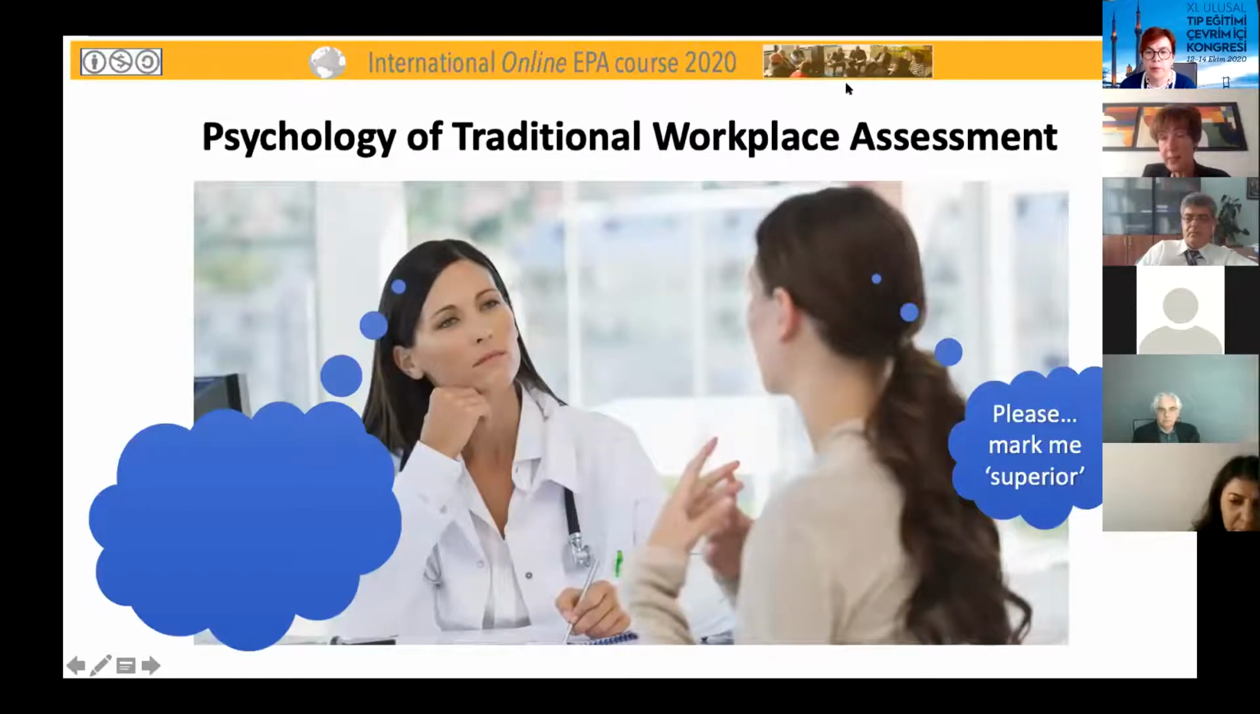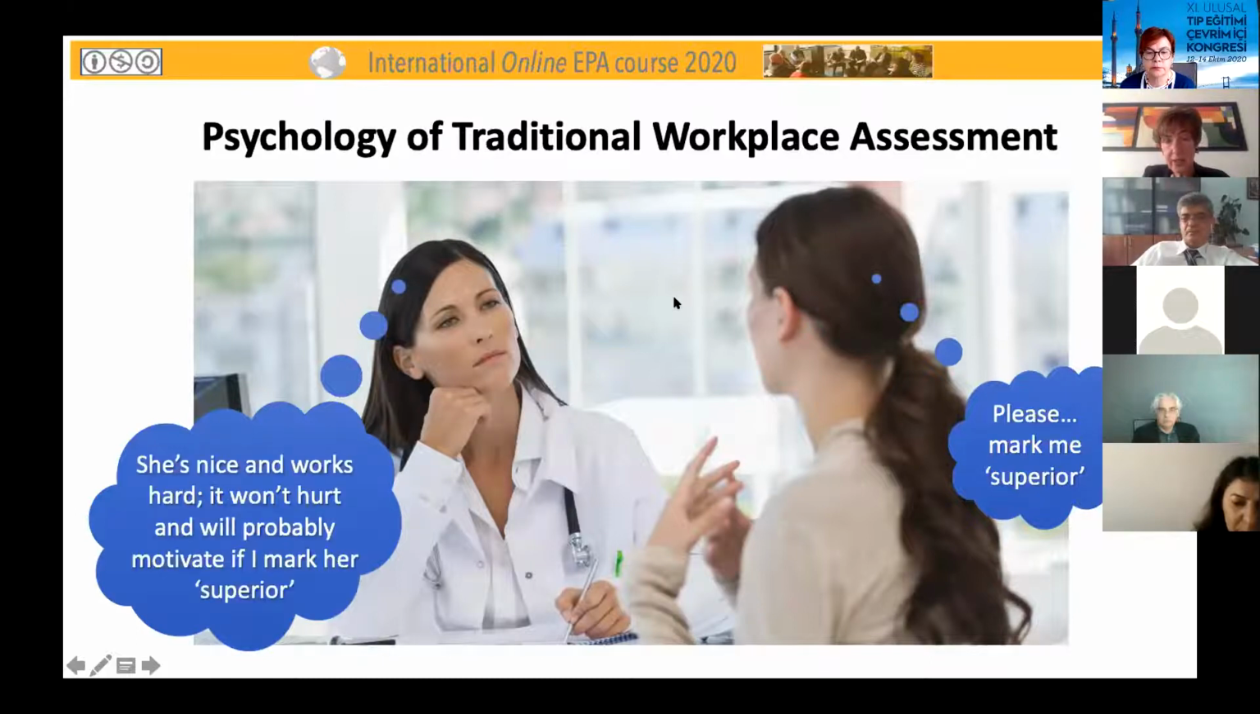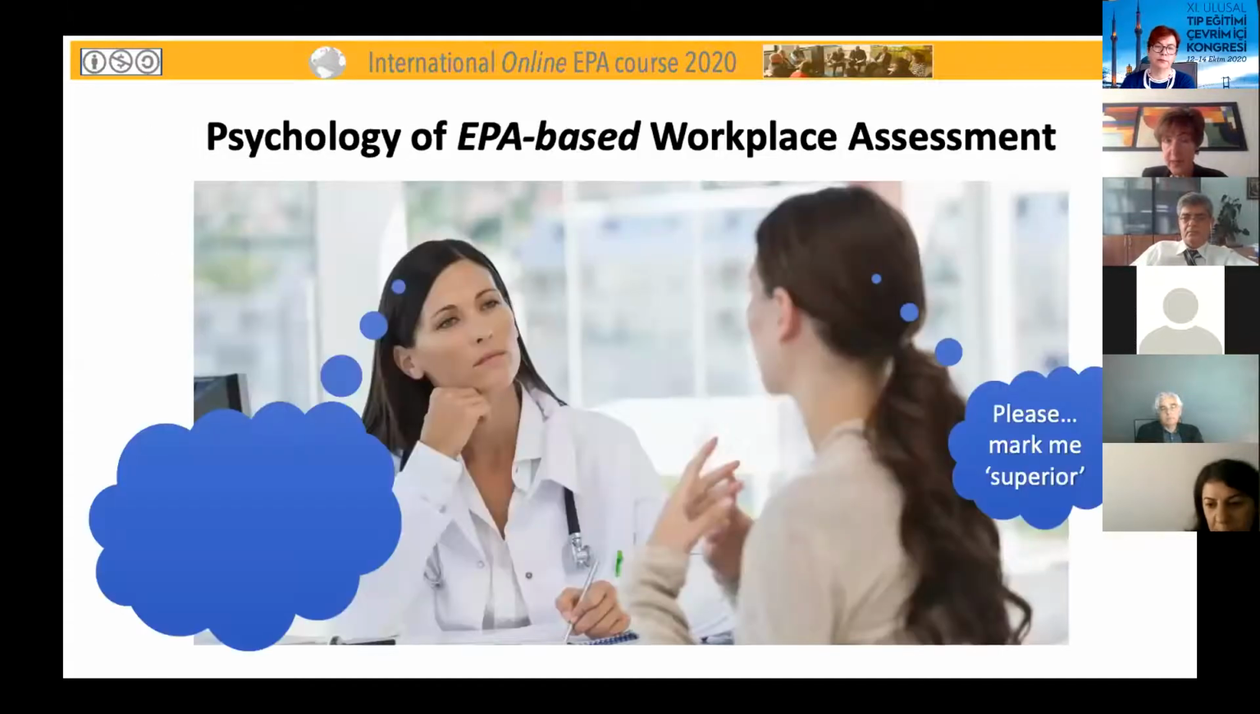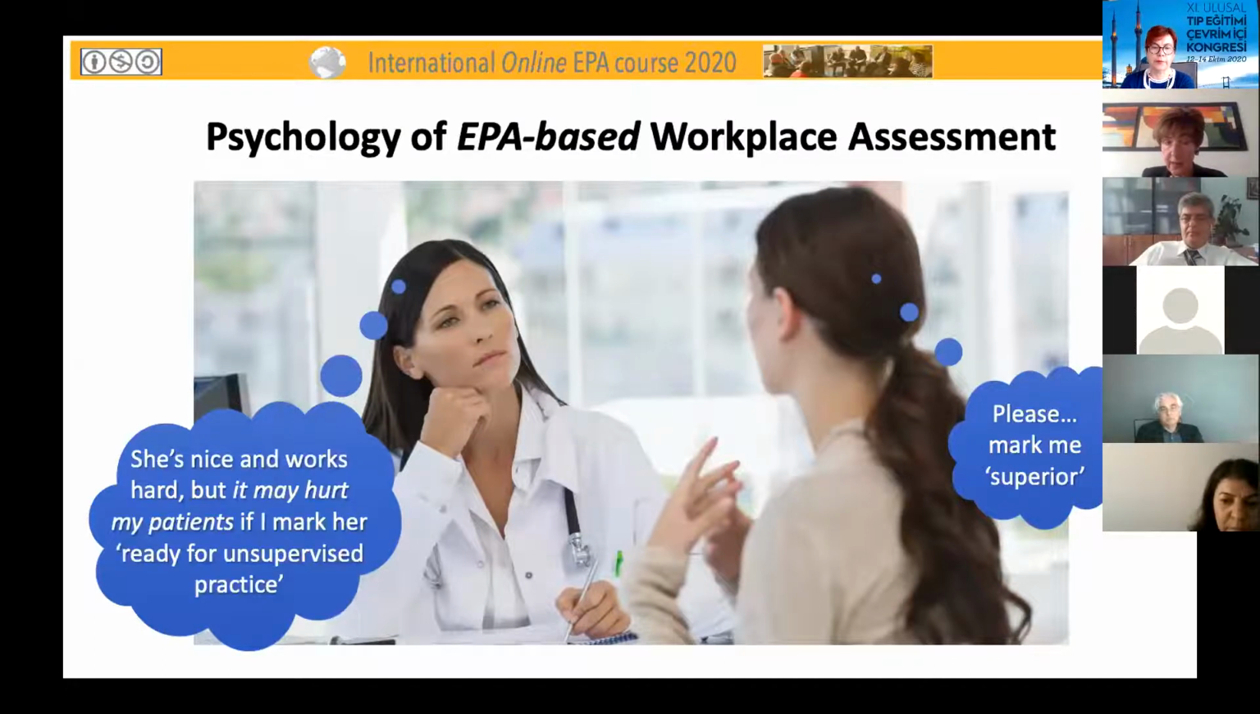Now, maybe you recognize this, the psychology of a traditional workplace assessment. Here is a resident that thinks, oh, please, mark me superior. And this is what's then thought by the supervisor. She's nice and she works hard and it won't hurt and will probably motivate if I mark her superior. But then we think, when we take entrustment into this decision, bring the patient into this equation. And why is it so important to bring the patient in? Because then the supervisor will think, she's nice and she works hard, but it may hurt my patient if I mark her ready for unsupervised practice.